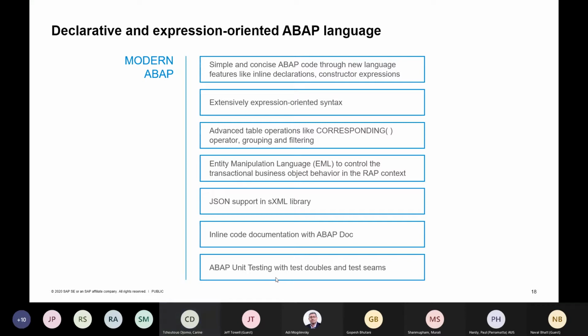Also, starting with release 1909, we enhanced the ABAP language on premise with the so-called entity manipulation language, which is used in the context of the ABAP RESTful application programming model to control the transactional behavior of business objects. So yes, we can also write inline code in the source code, and ABAP unit tests with the test double frameworks and test seams are supported for the language. The test seams can then be used to provide ABAP unit tests for legacy code.